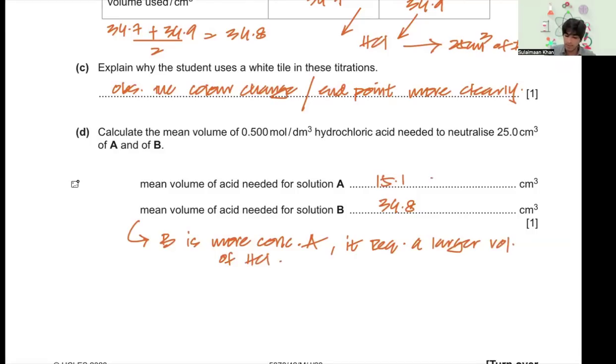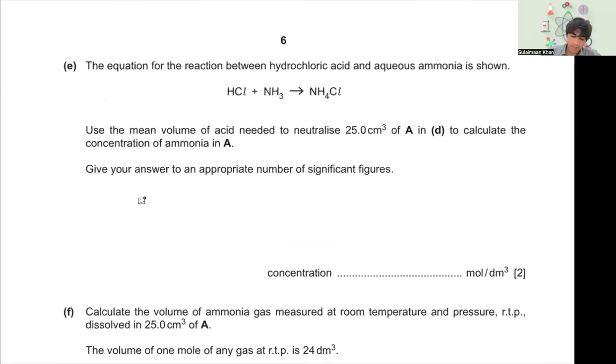Now, my question is how much larger? Approximately how much? You could just take the ratio between the two, 34.8 divided by 15.1. So it's almost what? It's almost more than double. 2.3. So B is almost 2.3 times more concentrated than A. Pretty easy stuff. Done. Achha, the equation for the reaction.